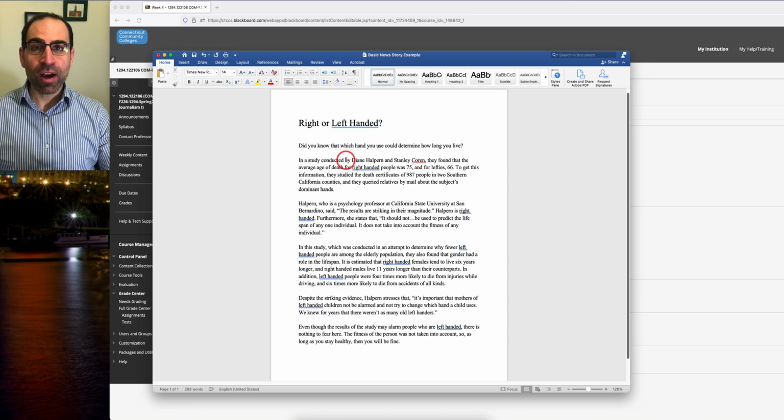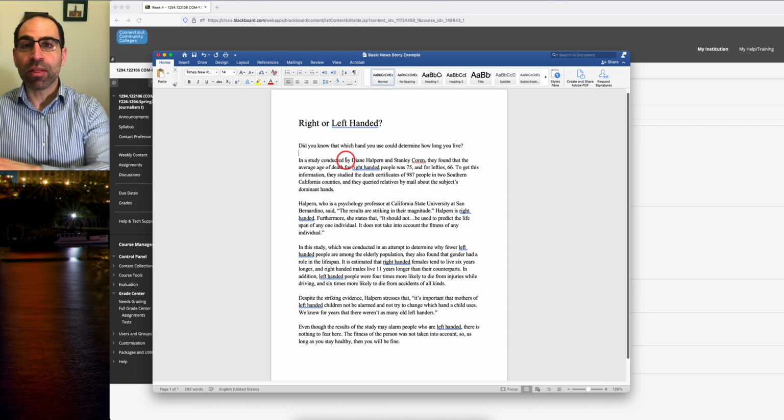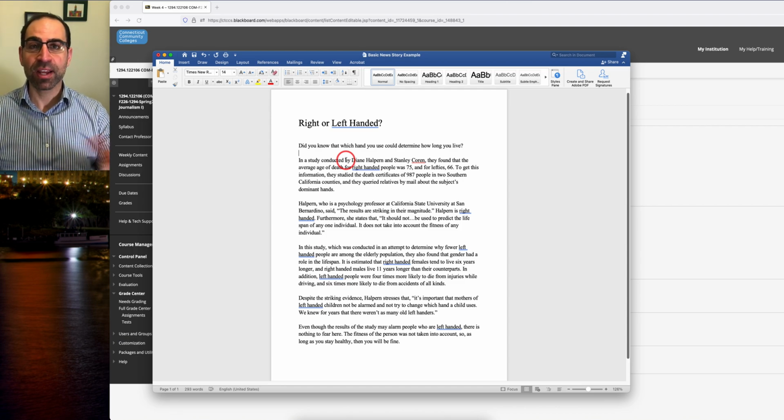It's one sentence long, but automatically I know the general gist. I know lefties for some reason live less than righties, and a study has shown that. Even if I didn't read anything else, I understand what happened in this story, right?